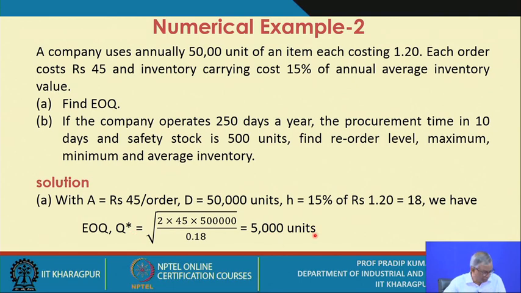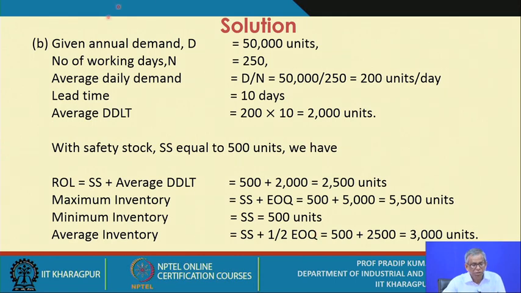That is the 5000 units, and then, so annual demand 50,000 units, number of working days 250 days, average daily demand that you calculate. The lead time is 10 days, and the average demand during lead time. Obviously, the demand is uniform. The demand is known with certainty. So the average demand during lead time is 200 into 10, that is 2000 units.